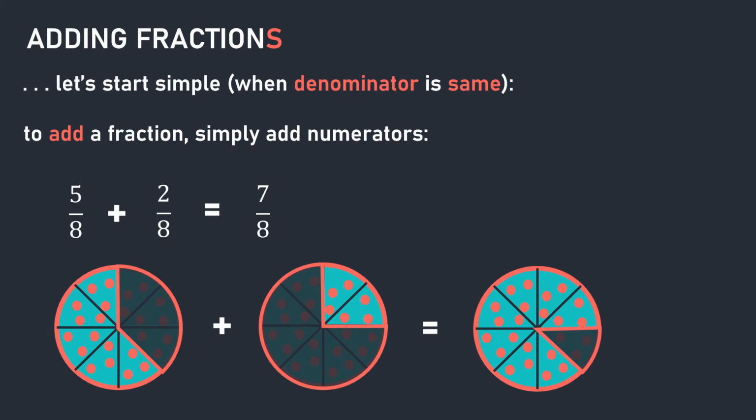Notice that that's why the denominator remains the same. It doesn't become 7 out of 16 because that doesn't make any sense. You don't end up with 7/16 of a pizza. Instead, you end up with 7/8, or 1 slice short of a full pizza, which you can even visually see.